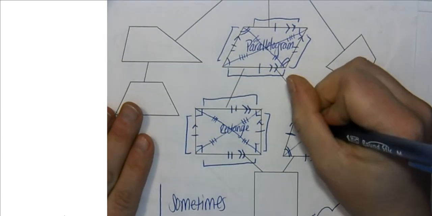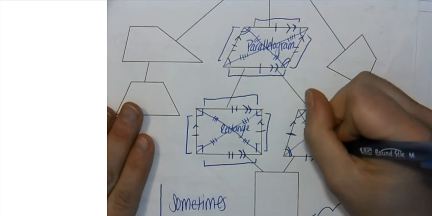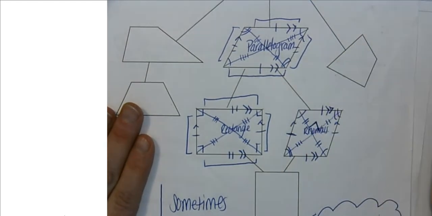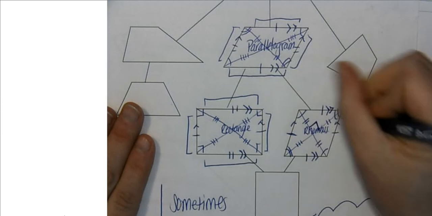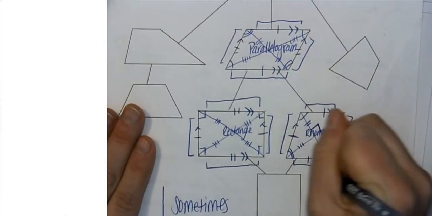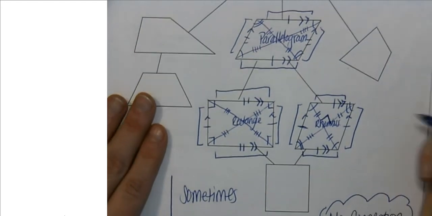We know that the diagonals are not congruent, but what's really special about them is that they intersect to form a right angle. We do have consecutive interior angles that are supplementary as well, so I'm going to mark that up. And finally, we have a square.